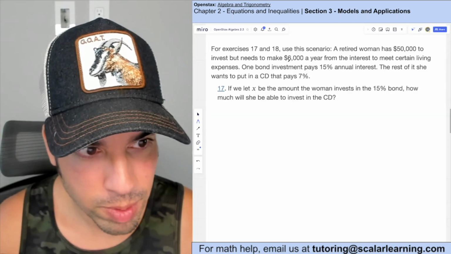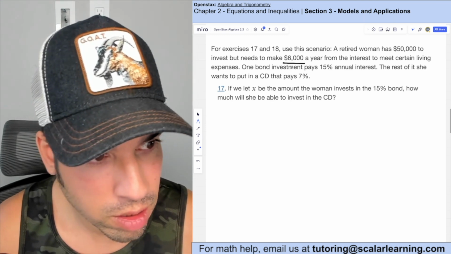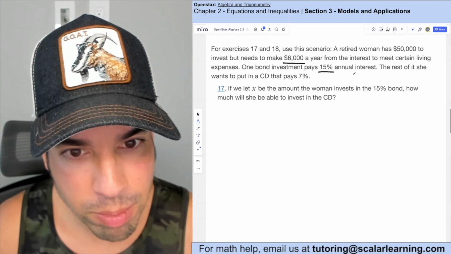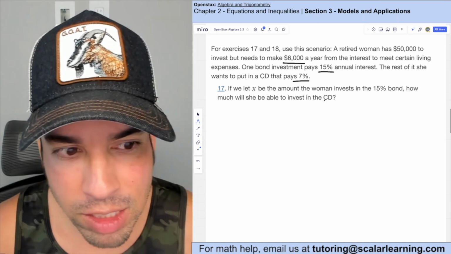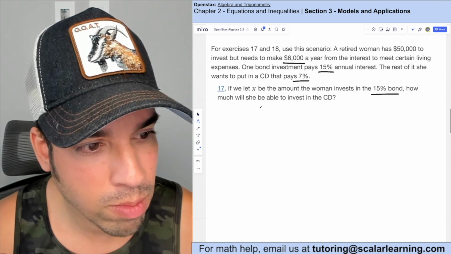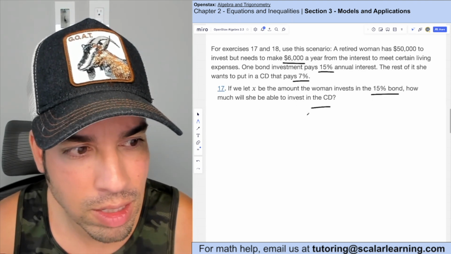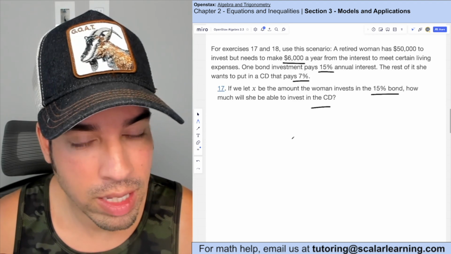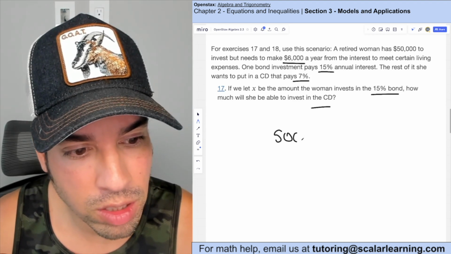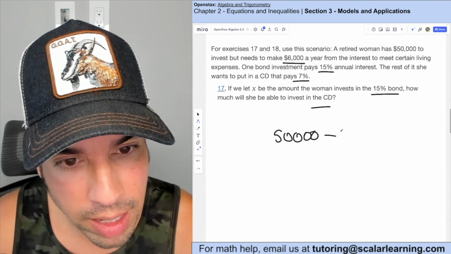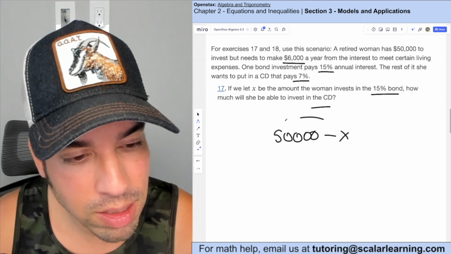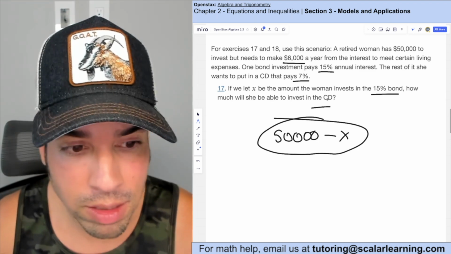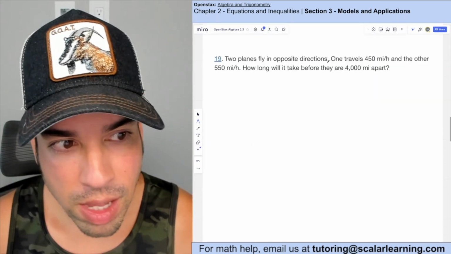Boom, done. A retired woman has $50,000 to invest but needs to make $6,000 a year from the interest. One bond investment pays 15%. The rest of it she wants to put in a CD that pays 7%. If we let X be the amount the woman invests in the 15% bond, how much will she be able to invest in the CD? So again, it's going one place or the other. So we've got 50,000 total, and we're removing X to invest into this 15% bond. This is the remaining value that is left to invest in the CD. Done.